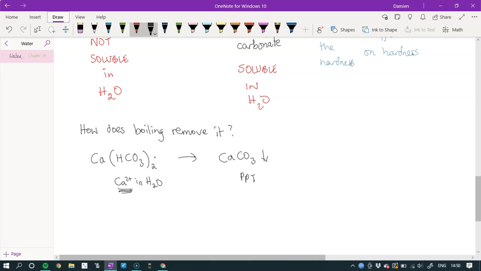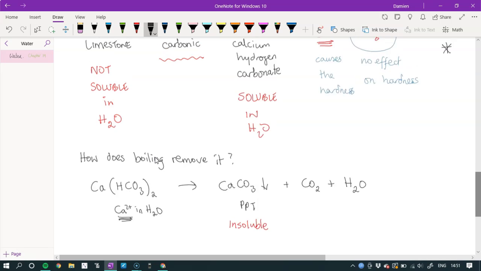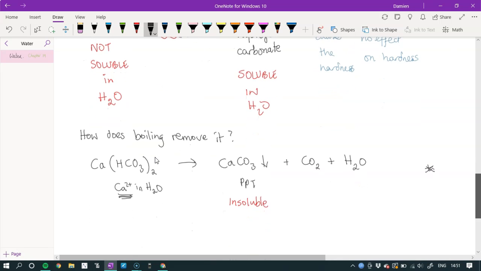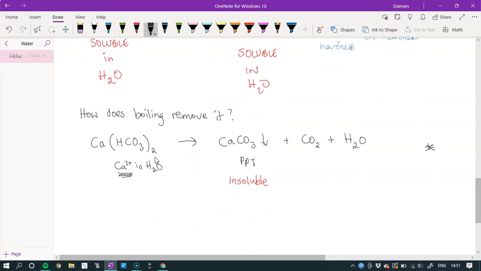Now, again, this thing here is insoluble. In other words, it comes out of solution. And you also form carbon dioxide and water. So you don't form carbonic acid per se. So the two equations are the reverse of each other. The boiling just reverses the equation. This removes the Ca2+. So Ca2+ is now removed. Therefore you've got soft water.